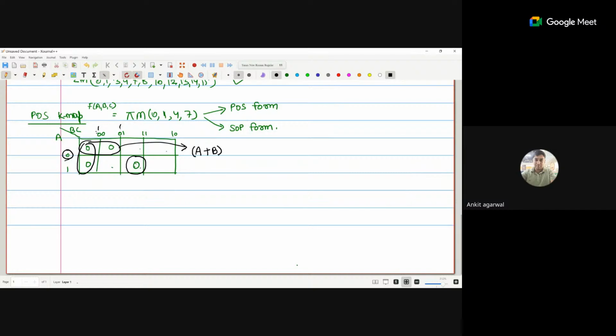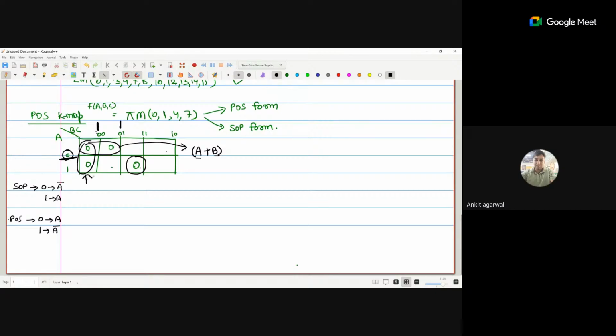Why do I just write A plus B? Because in the SOP, 0 represents A bar and 1 represents A. In the case of POS, 0 represents the variable and 1 represents the variable bar. So for this group, A is constant, that is 0, and B is also constant 0. So I just write A plus B because it is a POS form.